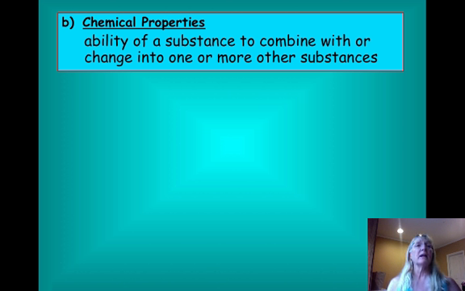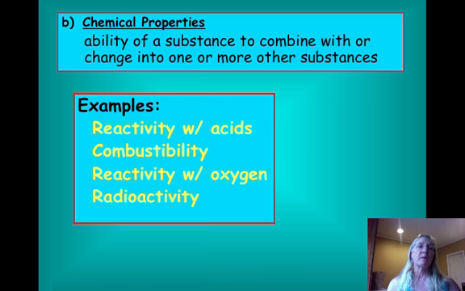Now let's zero in on chemical properties. We've been looking at physical properties. Let's look now at chemical properties. The key feature about a chemical property is that it's when something undergoes a change, when two or more substances chemically combine, or sometimes decompose, but change into one or more other substances.